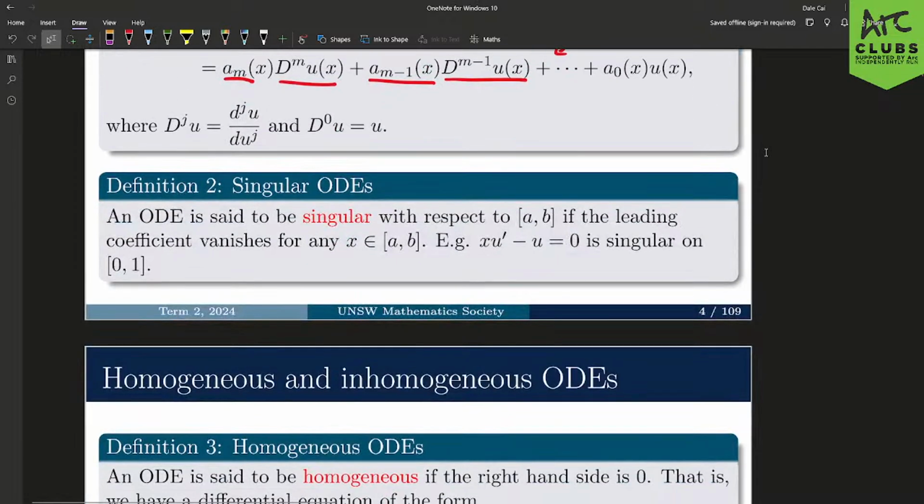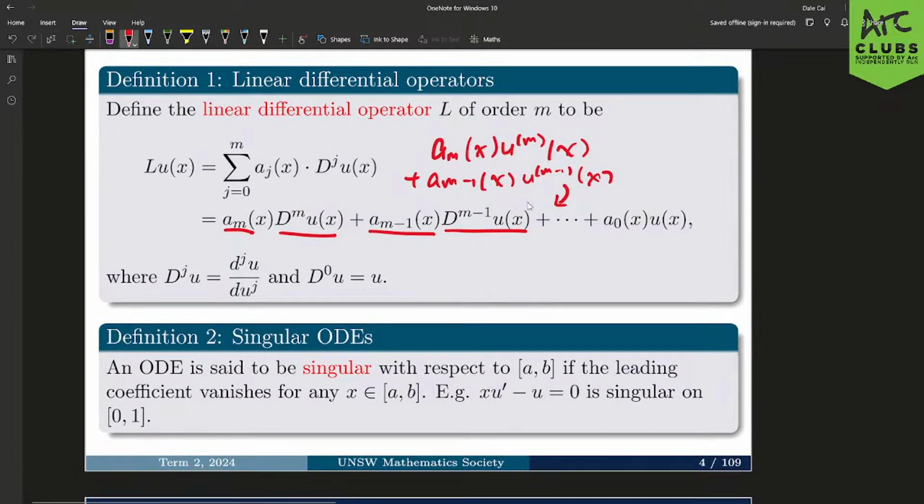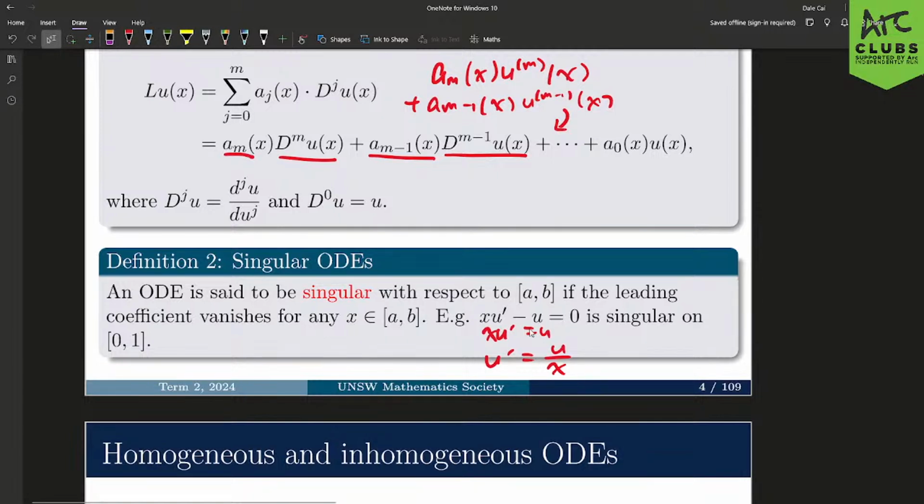An ODE, we call it singular if the leading coefficient goes to 0. The intuition behind this is if you have something like this equation, usually our goal is to make the highest degree term the subject. If you try to do that here, so move the u over and then make u dash the subject, the issue is sometimes you're dividing by 0, and that means this is singular. And when an ODE is non-singular, we'll show that there are some nice properties of the ODE.